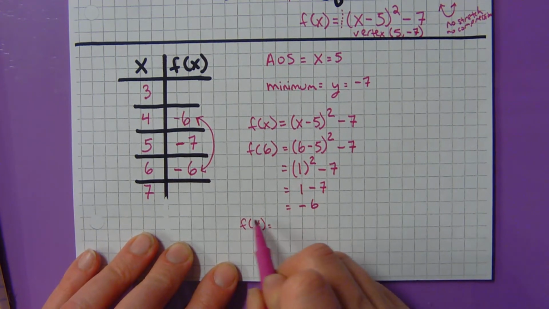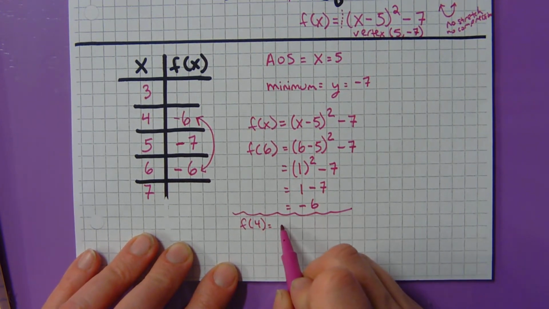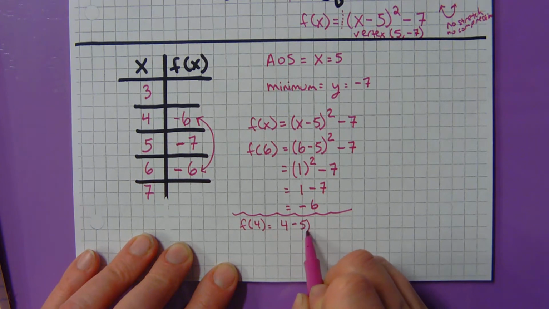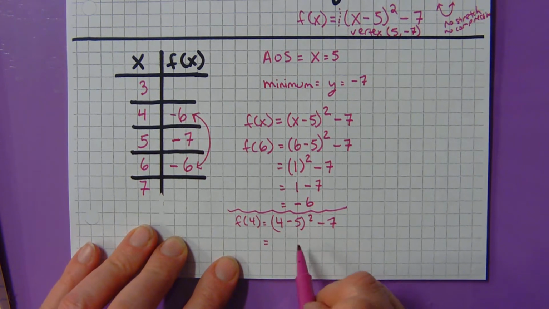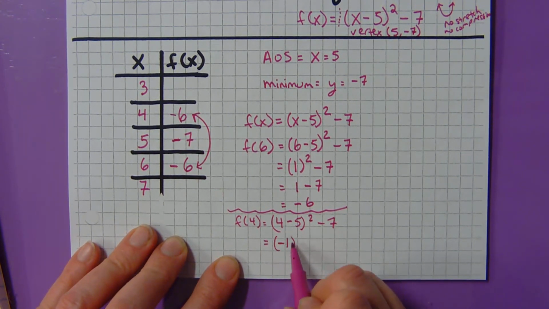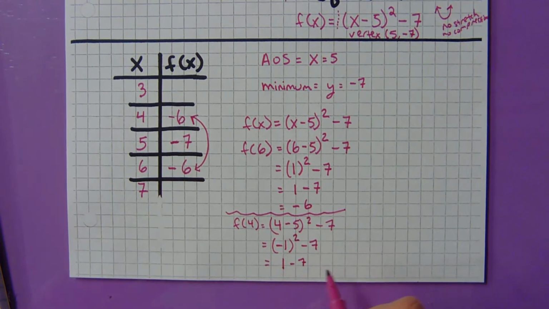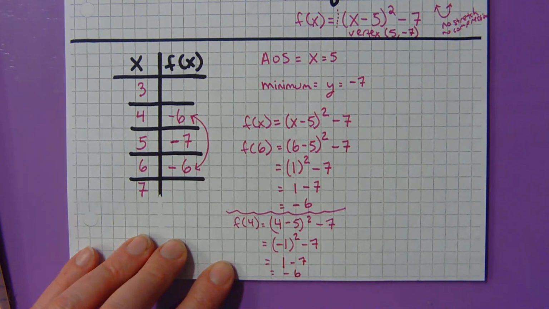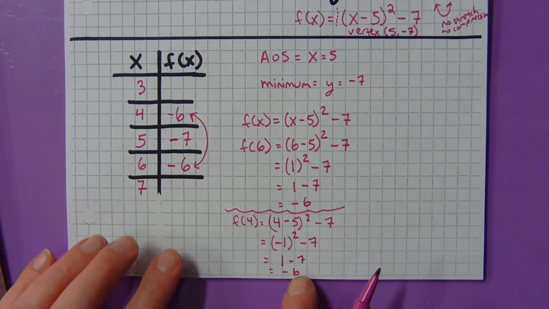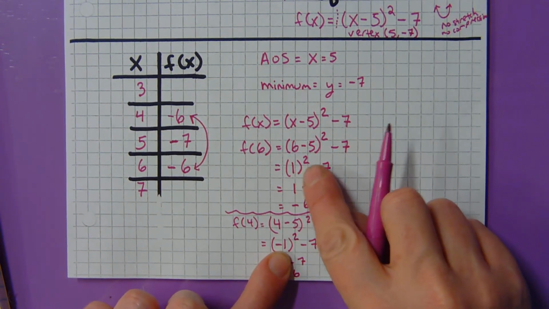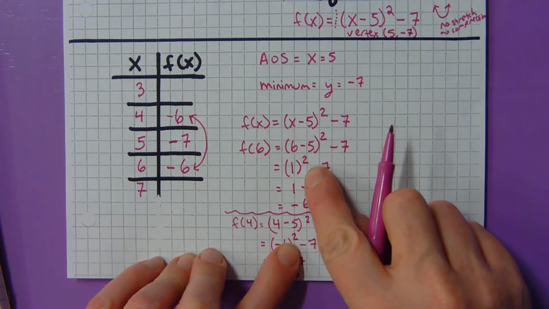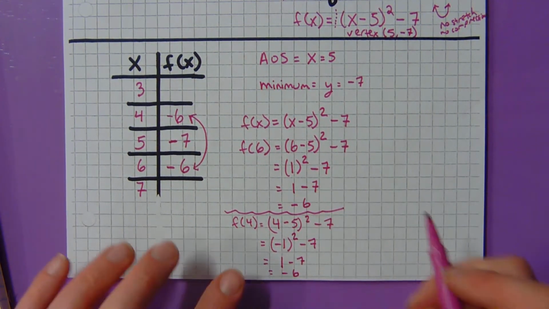And if you don't believe me, then try it. f of 4 gives me (4 minus 5) squared minus 7. And here's the reason why. 4 minus 5 is -1, squared, minus 7. But -1 squared is also +1, minus 7. So I still have -6 as my final result. Because these are opposites inside the parentheses, but I'm squaring, that's why I get 1 minus 7 on both.